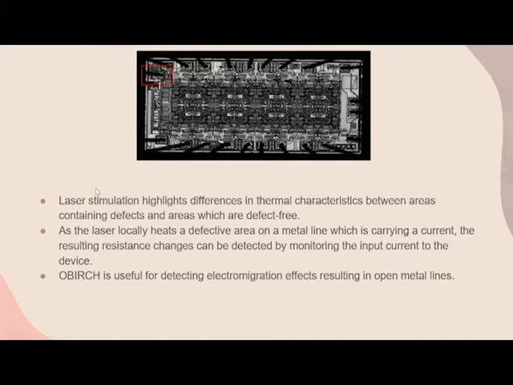After we detect the defect, the resistance changes, and we can take a look at the monitor for the input current of the device. OBIRCH is also useful for detecting electromigration effect resulting in open metal lines.